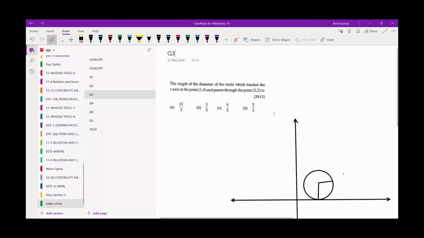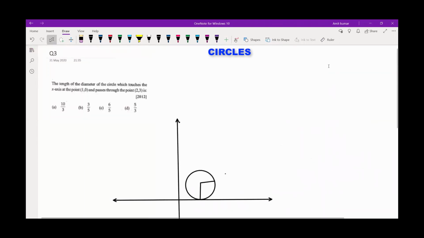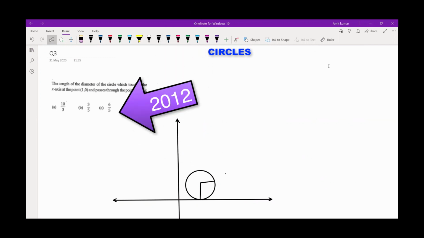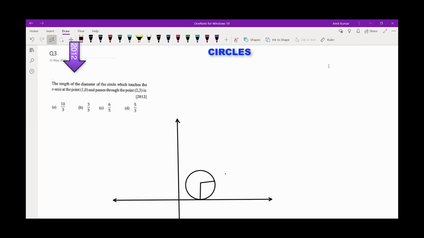Now look at this question. This question came in 2012. The length of the diameter of the circle which touches the x-axis at the point 1, 0. So that means this point is 1, 0, and passes through 2, 3. So 2, 3 is somewhere here.